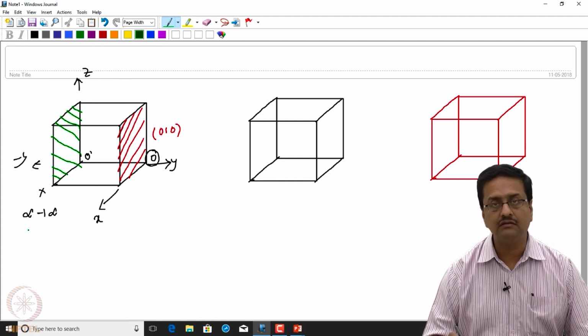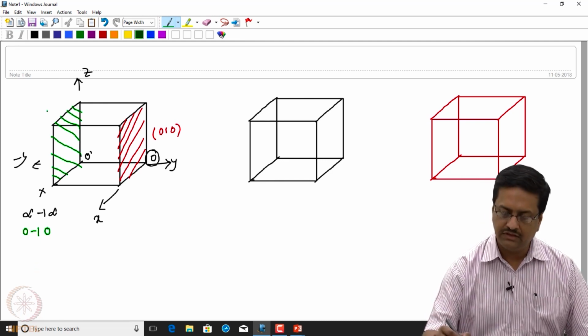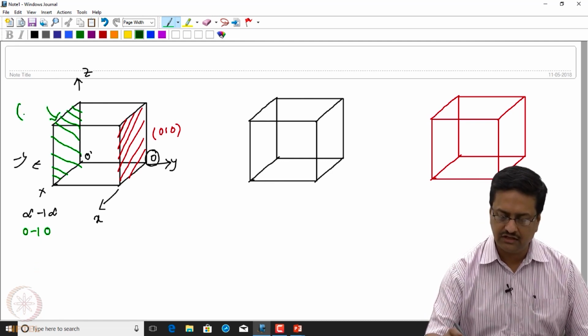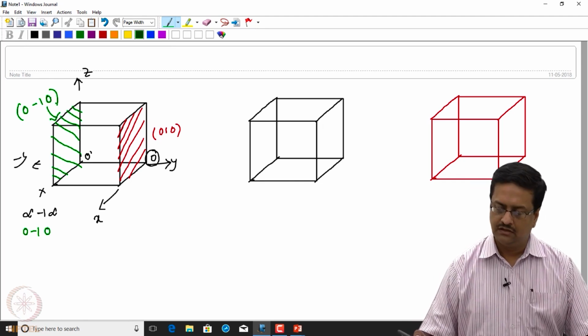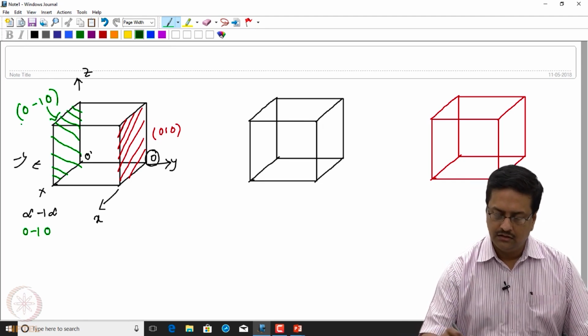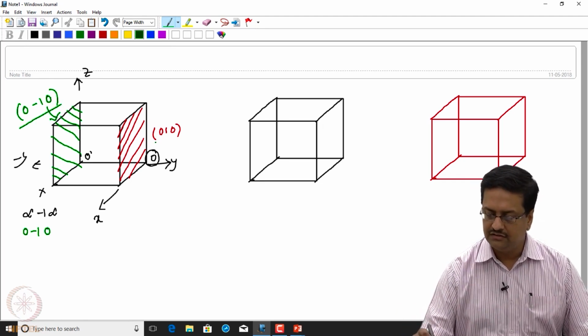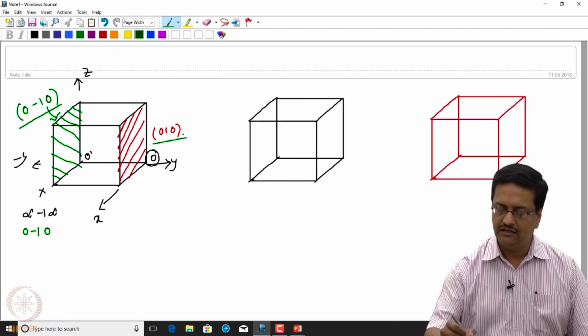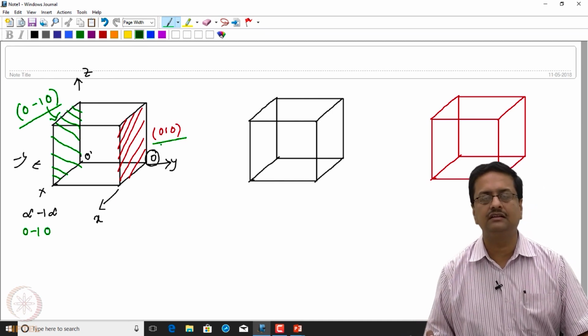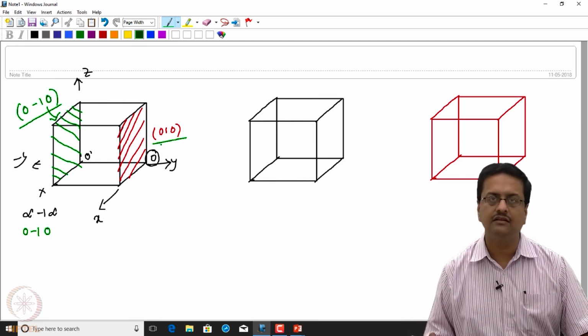So on taking reciprocal, it becomes 0, minus 1, 0. So the Miller indices of that particular plane is 0, minus 1, 0. What do we see? These two planes are parallel planes. They have the indices same, but the sign opposite.